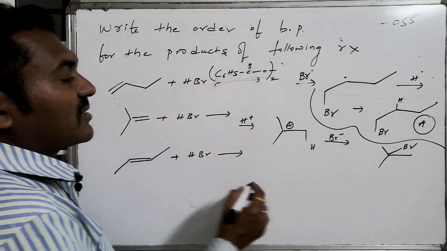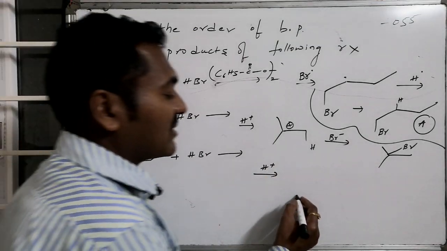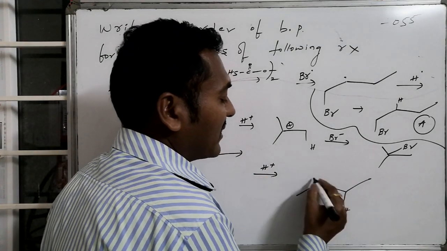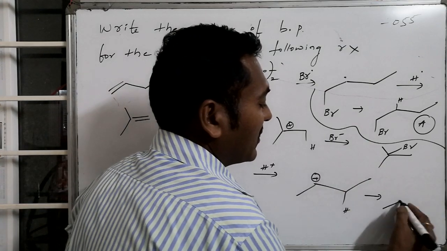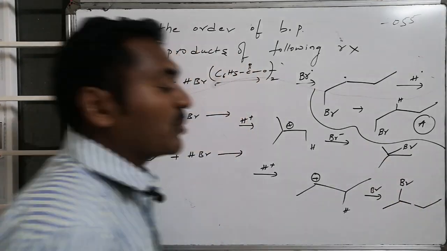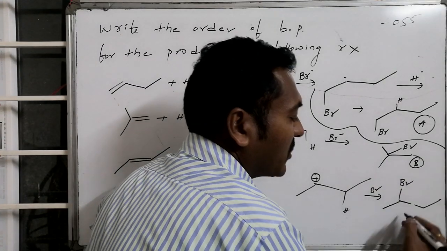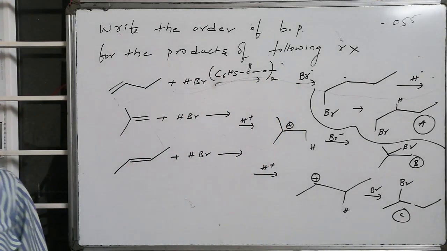Whereas in the next case also, H plus will initiate the reaction. It generates this one as the most stable carbocation, like this. On this, Br minus makes an attack as a nucleophile. Therefore 2-bromobutane formation takes place. Hence, let us call this compound C, and the earlier one compound B.